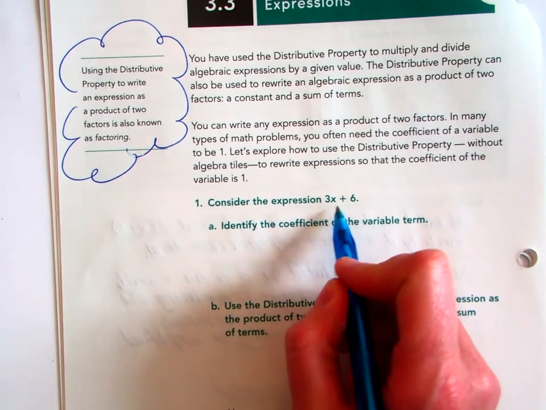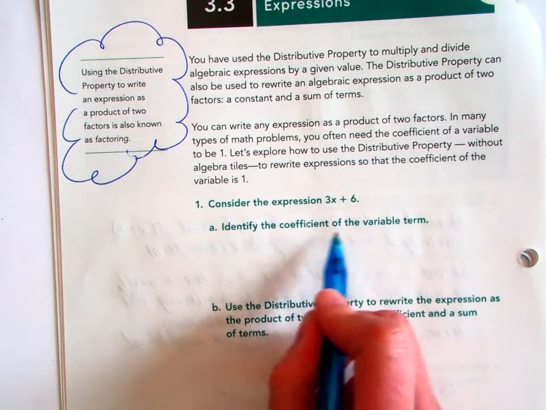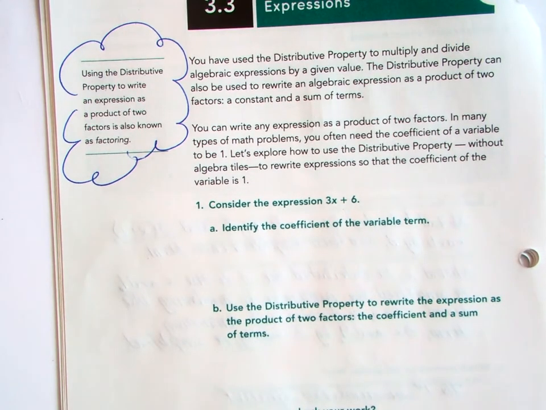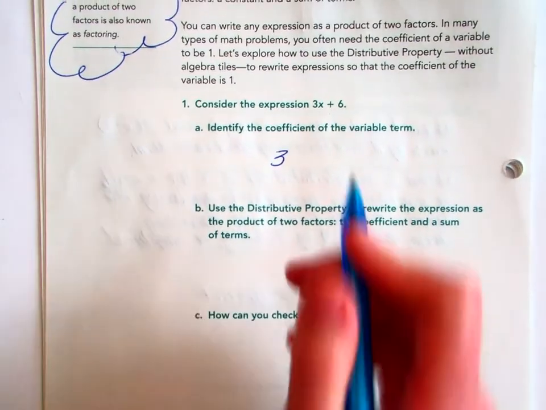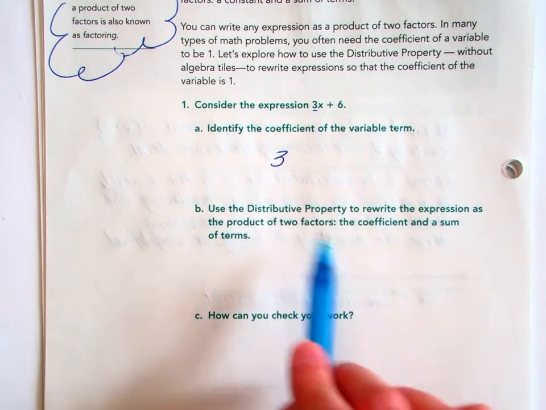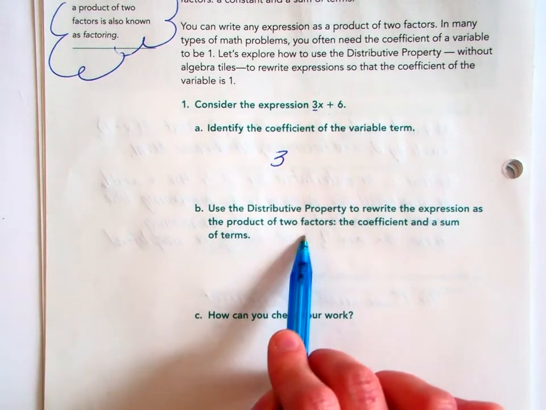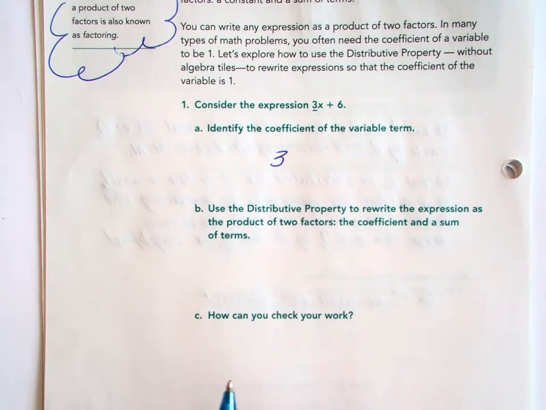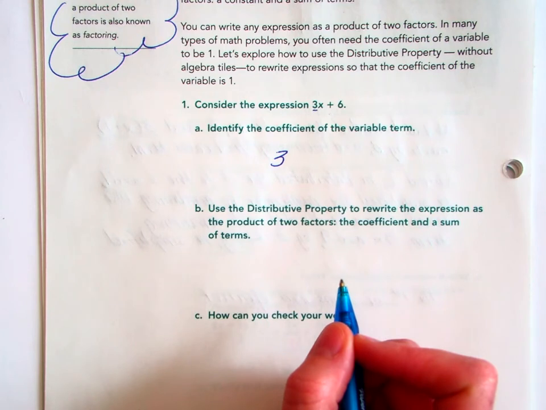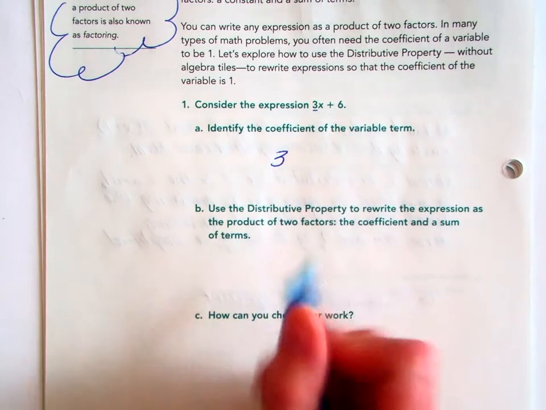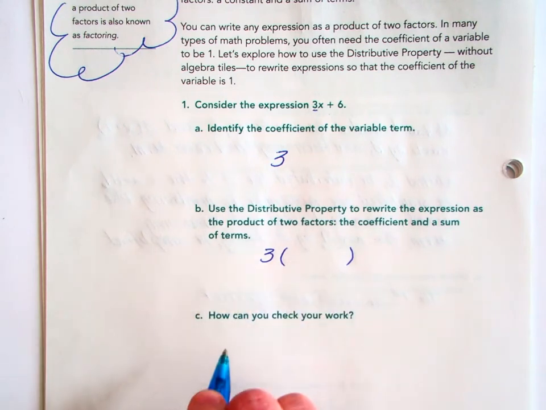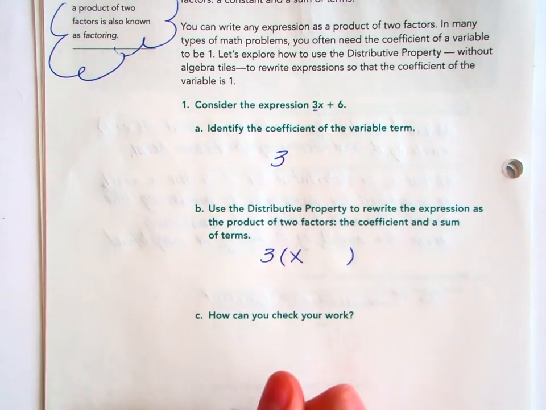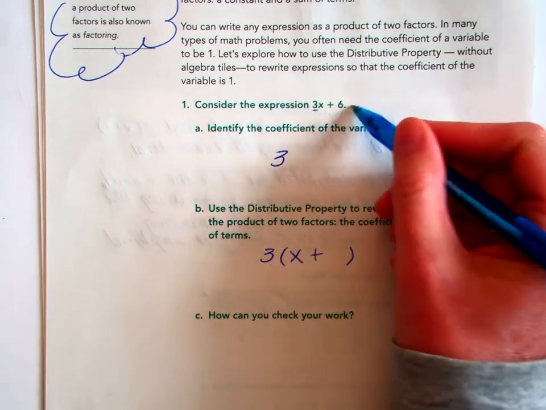Consider the expression 3x plus 6. Identify the coefficient of the variable term. Well, the coefficient is 3. That's found right there in front of the variable. Use the distributive property to rewrite the expression as the product of two factors, the coefficient and a sum of terms. I talked about this using the algebra tiles. Basically, you're finding the greatest common factor between 3x and 6. 3 is going to go on the outside of parentheses. 3 times what would get you 3x? And then 3 times what would get you 6?